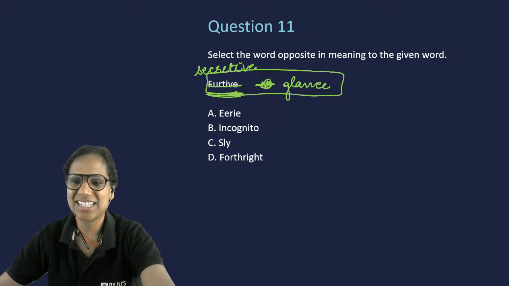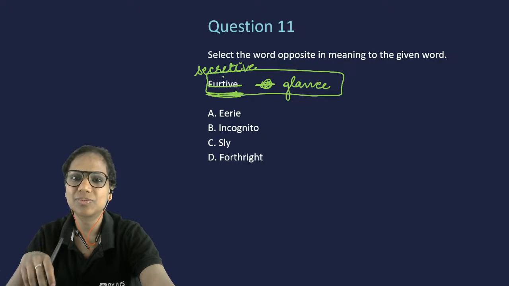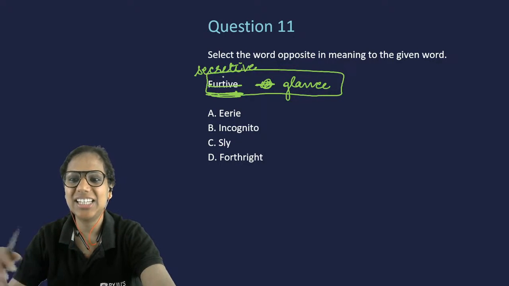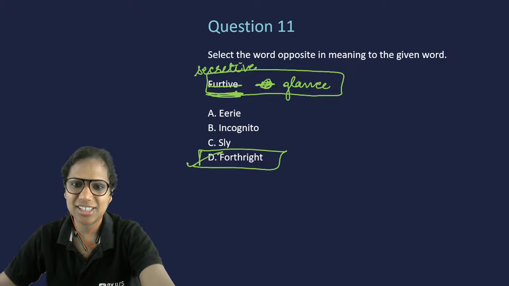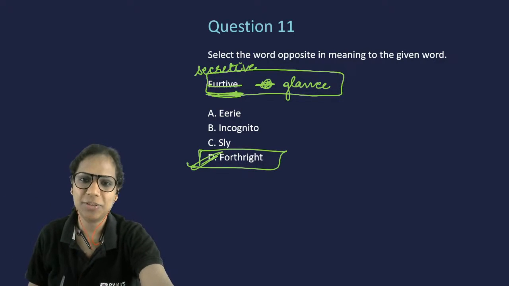Correct, correct. Yogi Raj, Mayank, absolutely. And therefore, the opposite is going to be D, Delhi. Fourth right. Okay, it means pretty straightforward.